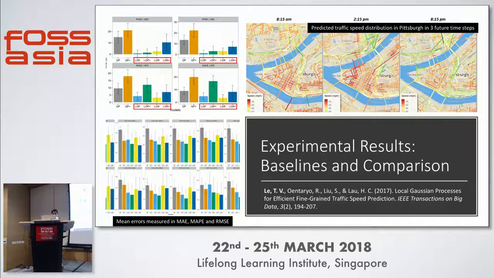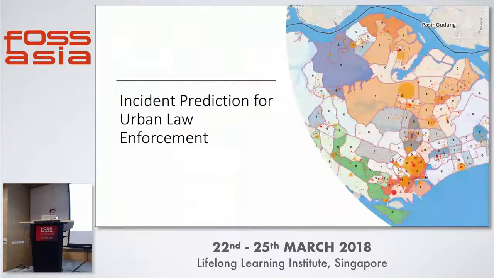So the results were published in an IEEE journal last year, in the Journal of Big Data, special issue on urban computing. So that's the first problem. The second problem is crime incident prediction for urban law enforcement, which is a consultation work between me and my advisor back then for a national law enforcement agency here in Singapore.